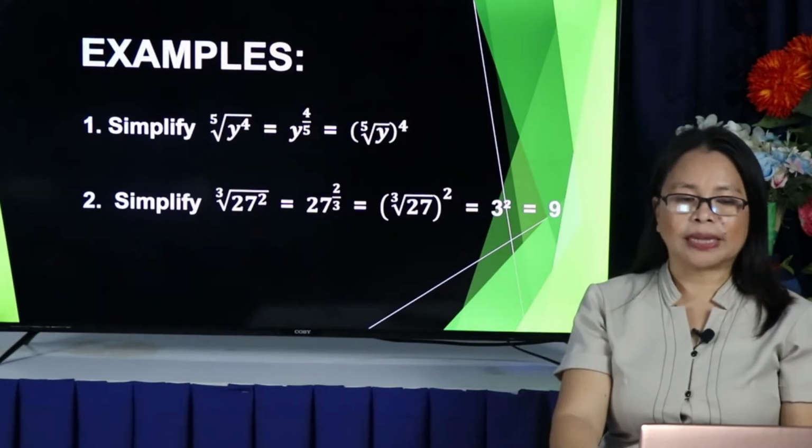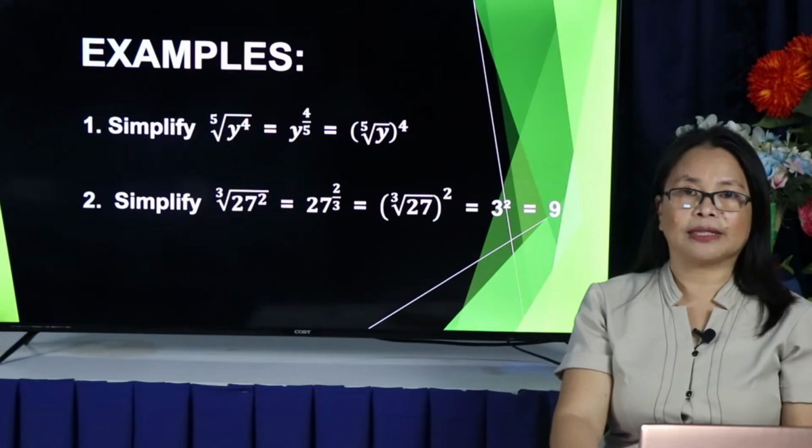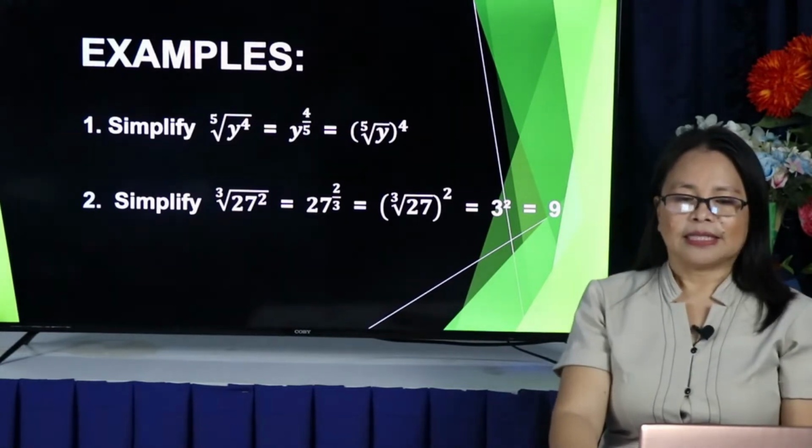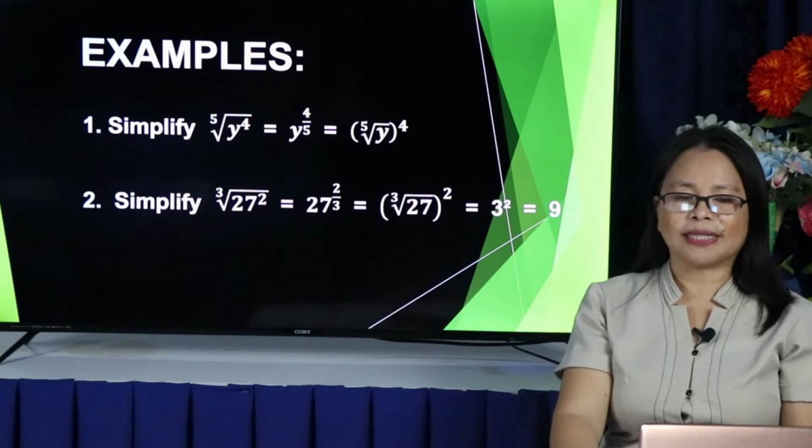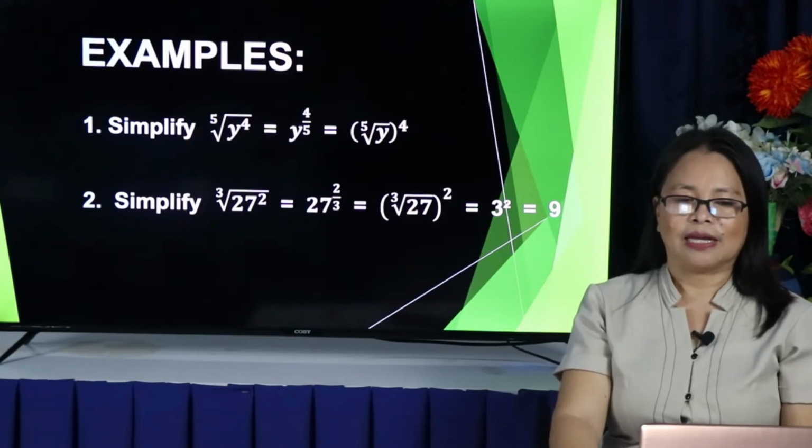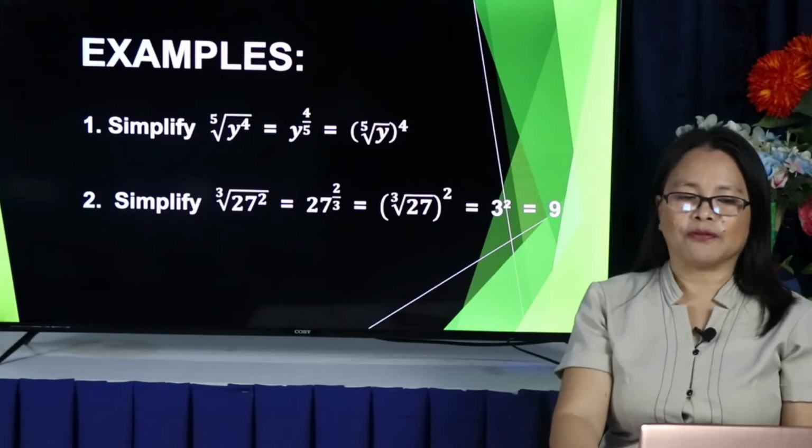Example number 2. Simplify. Cube root of 27 squared is equal to rational exponent, which is 27 raised to the power of 2/3 is equal to quantity the cube root of 27 raised to the power of 2, which is equivalent to radical form. And again, the simplified form of the quantity cube root of 27 squared is equal to 3 squared, and multiply 3 twice, that is equal to 9. So therefore, the cube root of 27 squared is equal to 9.